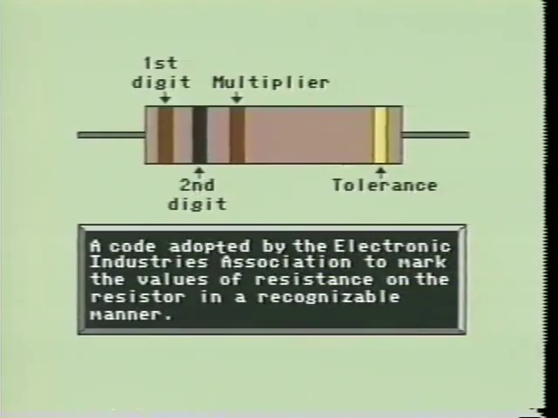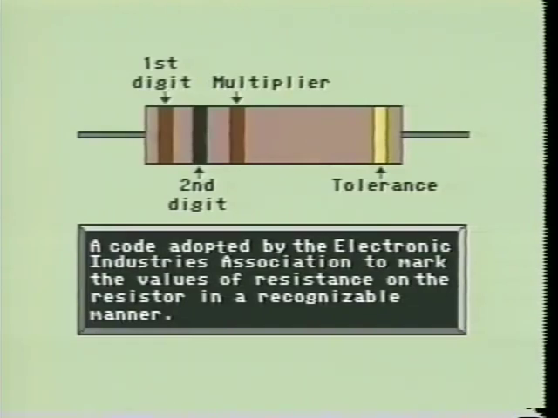Resistors use color bands to indicate the value of the resistor. The first band represents the first digit of the value of the resistor. The second band represents the second digit of the resistor's value. The third band represents the multiplier, or number of zeros following the first two digits. The fourth band is used to represent the tolerance of the resistor. The tolerance is the accuracy of the resistor.